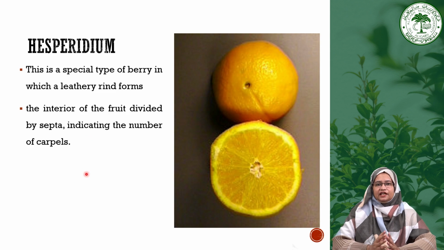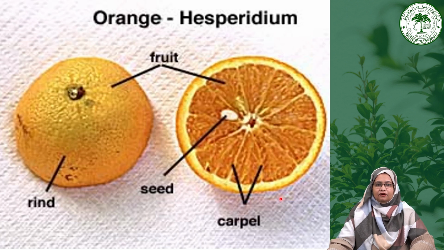Then the special types of berry, as we have seen, there are two special types of berries. One is the Hesperidium, and the next one we will discuss later. This is the special type of berry in which a leathery rind is formed. As you can see in the orange, they have a covering which becomes leathery, and they are divided by a number of septa, indicating the number of carpels present in this type of fruit. So, Hesperidium has a leathery rind, and this type of fruit is called a hesperidium, present in oranges and lemon.